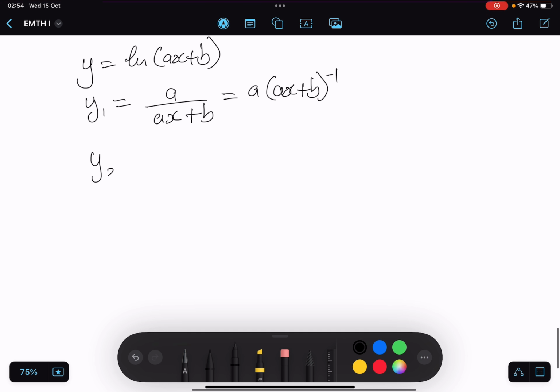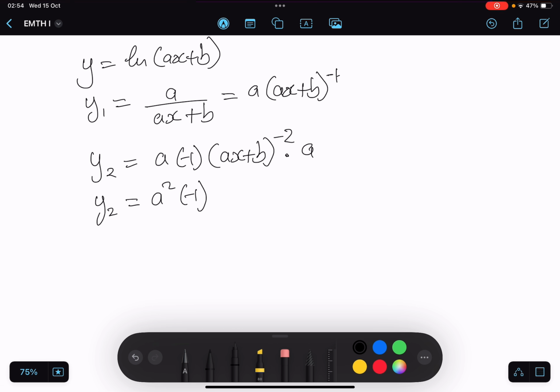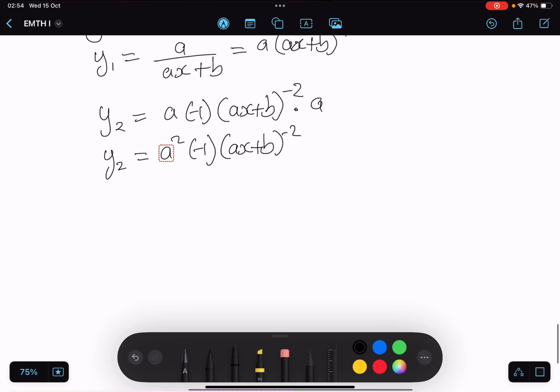So y2, the second derivative, is going to be what? It's going to be a times -1. We bring -1 down, (ax + b), and then -1 becomes -2, and then we find the derivative of what is inside the bracket using the chain rule, so it's going to be a, right? Which means y2 simplifies to a squared times -1 times (ax + b)^-2, isn't it?